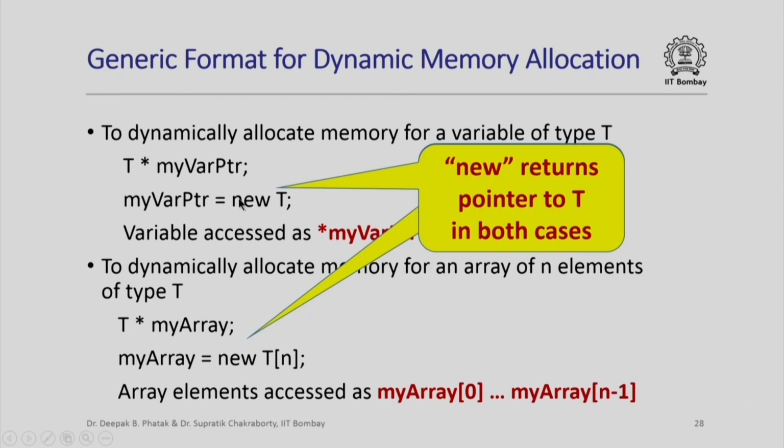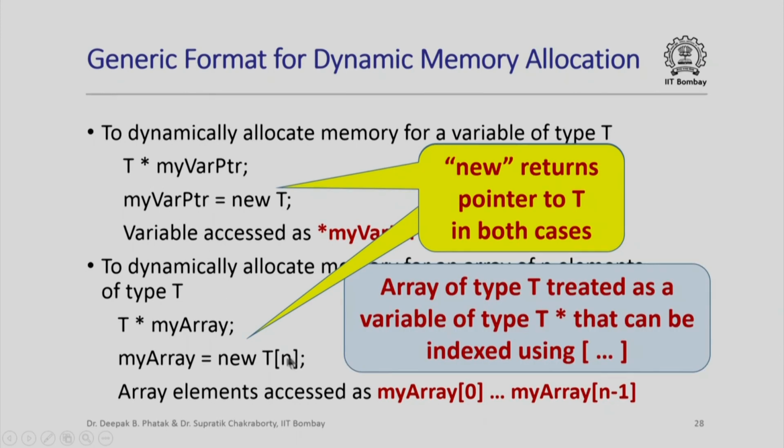So as you would notice that new returns a pointer to type t in both cases. Therefore, the variables here are declared to be of type t star. And as you would also notice that an array of type t, here my array, is basically treated like a variable of type t star that can be indexed using the square bracket.